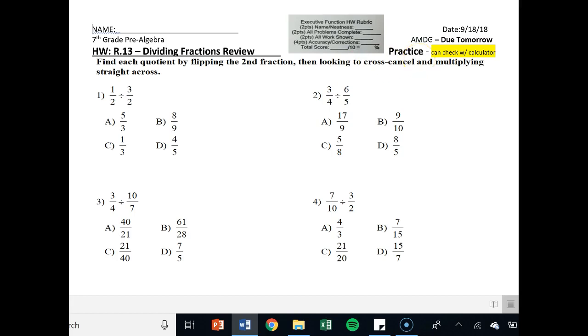So the first thing we do when we divide is we take the second fraction and we flip it. We invert it. We find the reciprocal of it. So it's 1/2 times 2 over 3. And yes, I want you to write that out. Now we look to see if we can cross cancel before multiplying straight across.